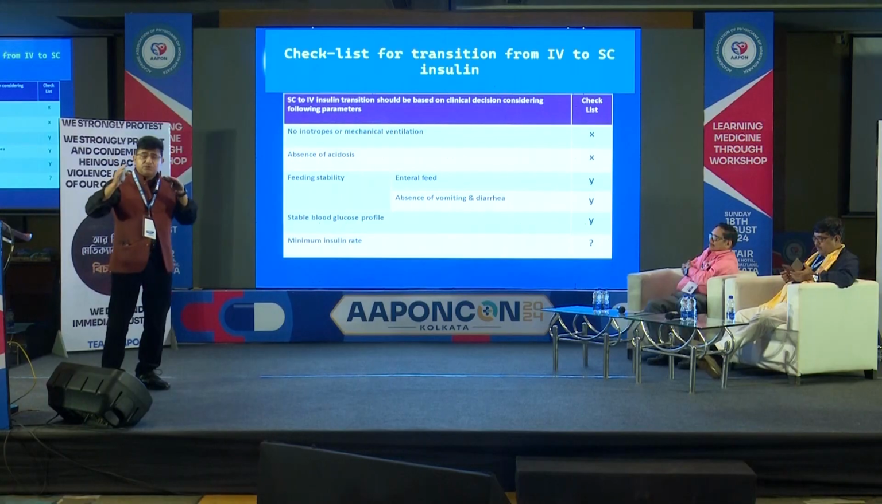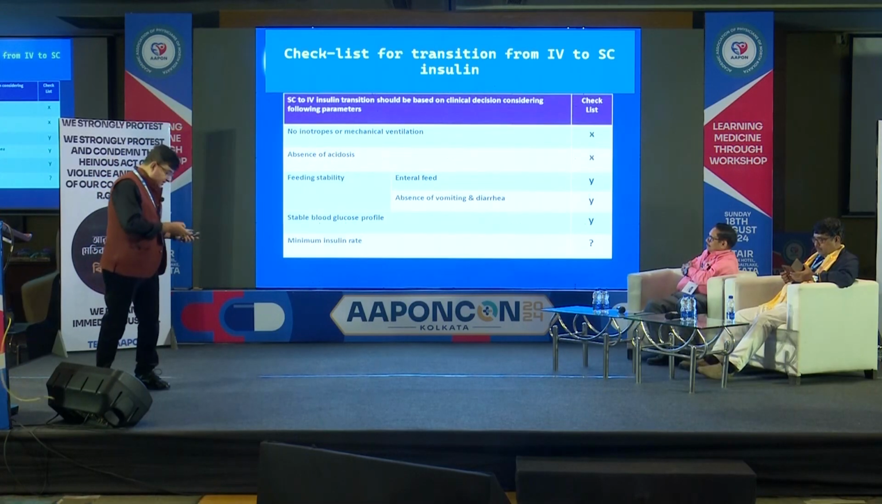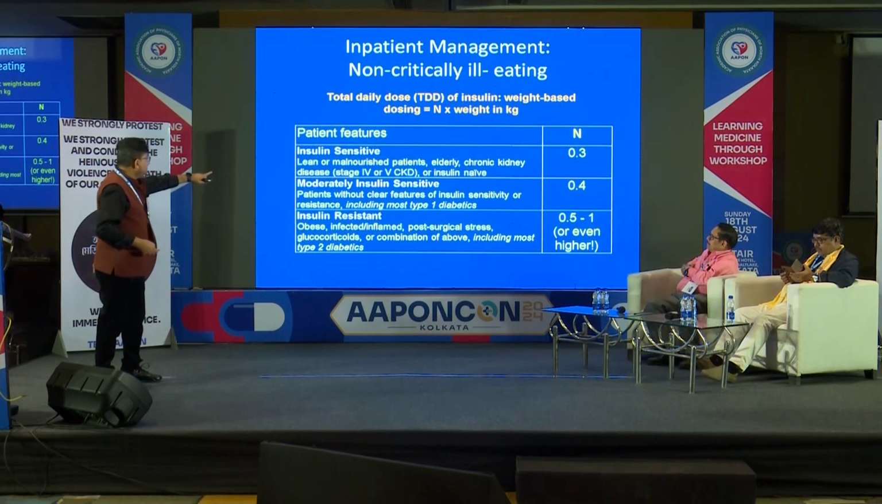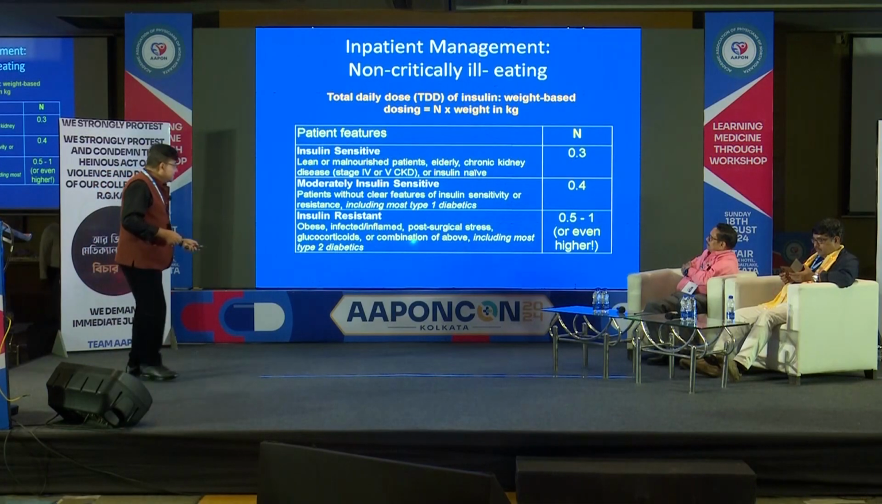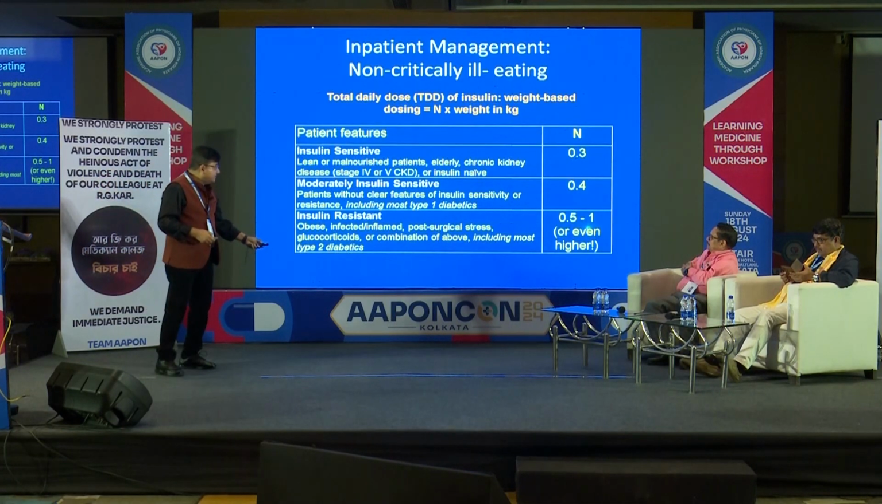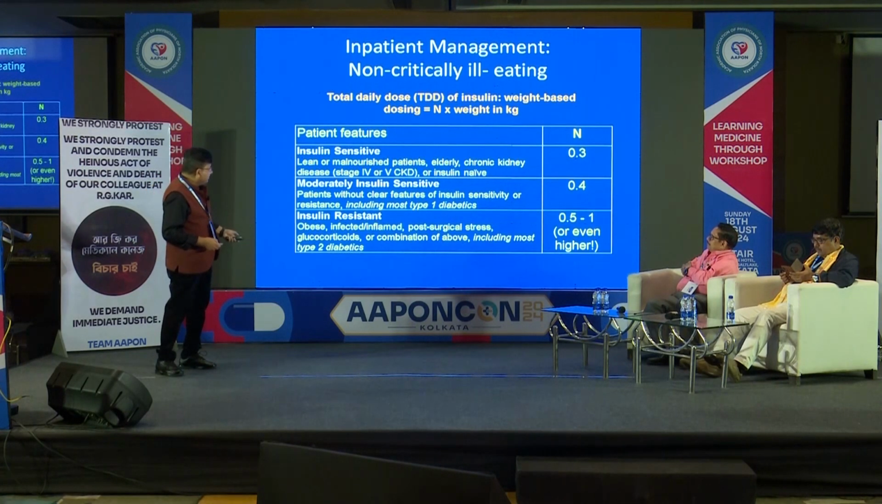But otherwise, patients should have reduced insulin requirement over the days when you are treating, and only then shift to subcut insulin. So in a non-critically ill patient, you can go for this calculation. For a very sensitive patient, use a low calculation, 0.3 unit per kilo body weight, and for a very insulin resistant patient, you may have to go up to 1 unit per kilo body weight. If they are in between, your calculation could be in between, for the moderately insulin sensitive.